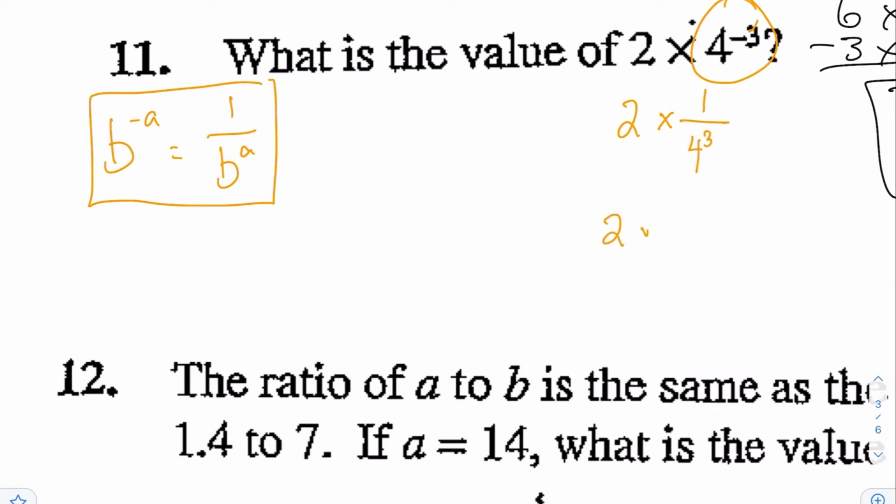So that's 2 times... This is just 1 over 64, because 4 cubed is equal to 64. So that's just 2 over 64. Remember, this is 2 over 1. And 2 over 64 can simplify to 1 over 32. So that's the answer, 1 over 32.